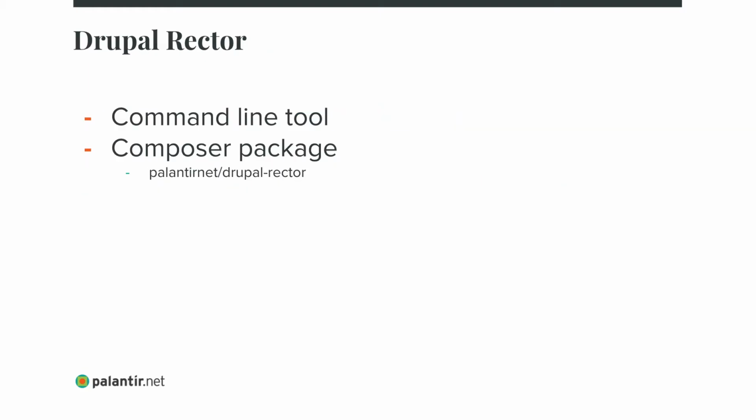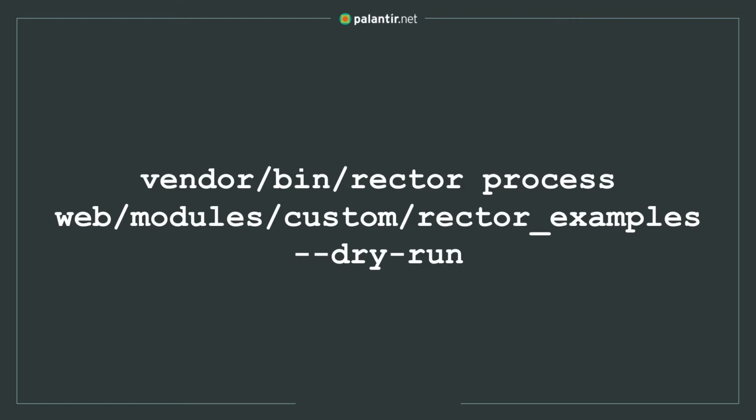issues. Drupal Rector itself is a command line tool that comes as a composer package, and the way that you run the tool is by calling vendor bin rector, and then the command process, and then you point it to either a file or a folder. So in this case, we're doing a custom module. If you provide the dry run flag, it won't actually make the updates right away. It'll just tell you what all the updates are. And then you can run the command again and remove that flag, and it will actually apply the updates for you, and you can just commit them to your code and move forward.